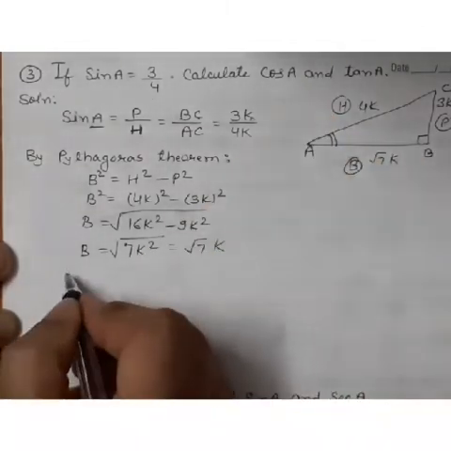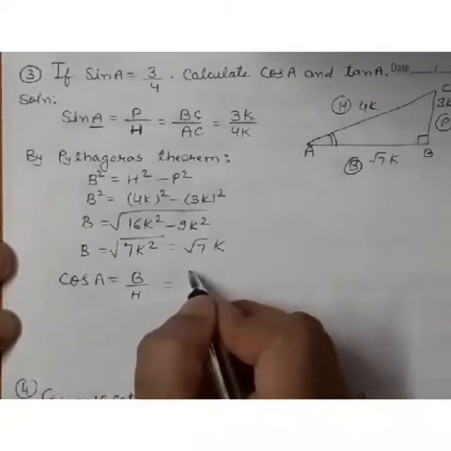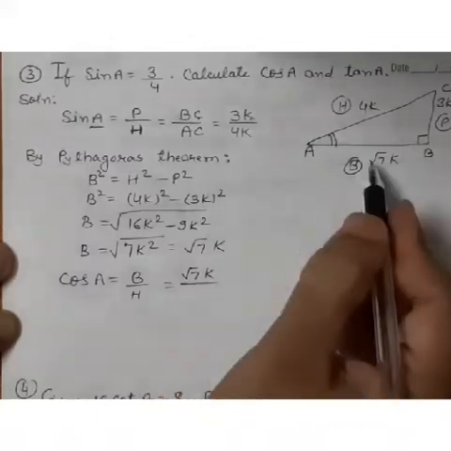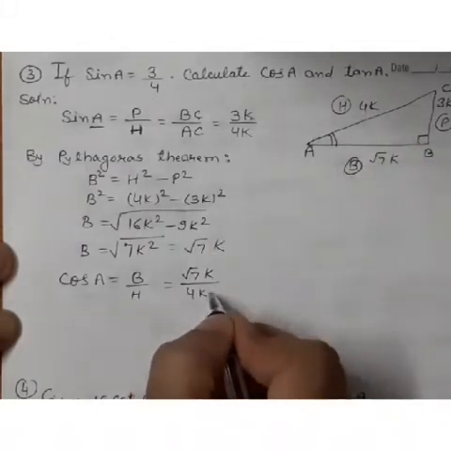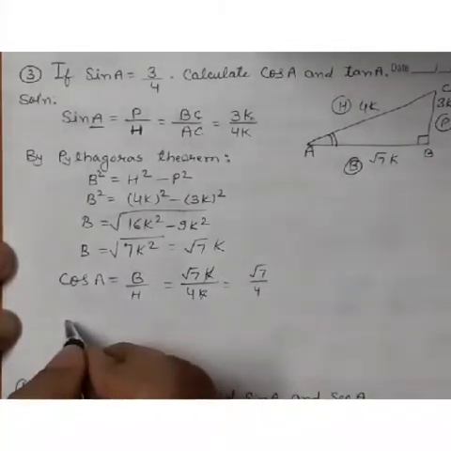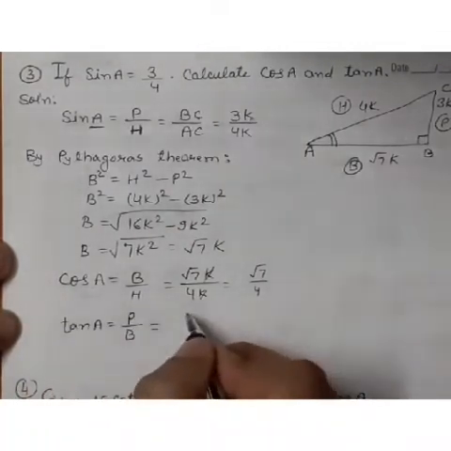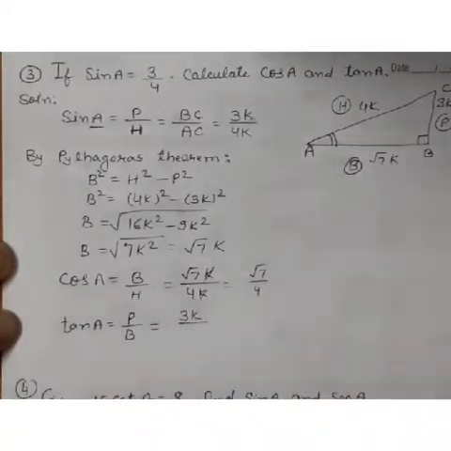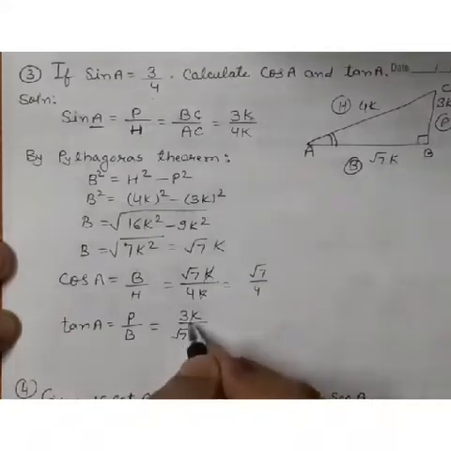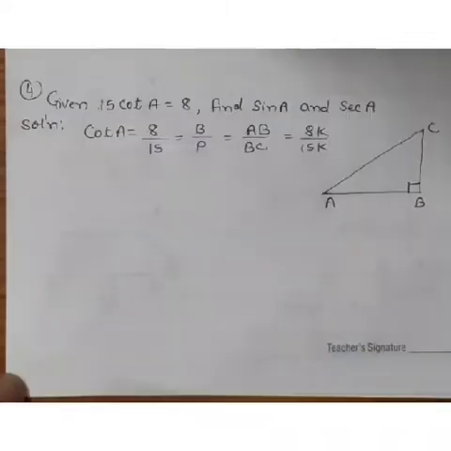Then what you have to find? Cos A. This is B upon H. B is root 7K clearly. H is your 4K. Okay, so K to K cut. Root 7 upon 4. Tan A. It means P upon B. This is 3K. Clearly see in the figure. P is 3K and B is root 7K. So 3 upon root 7. This is your answer.